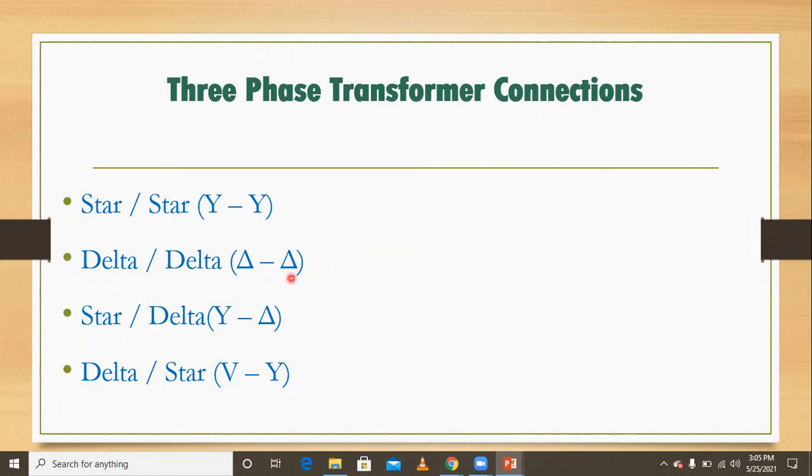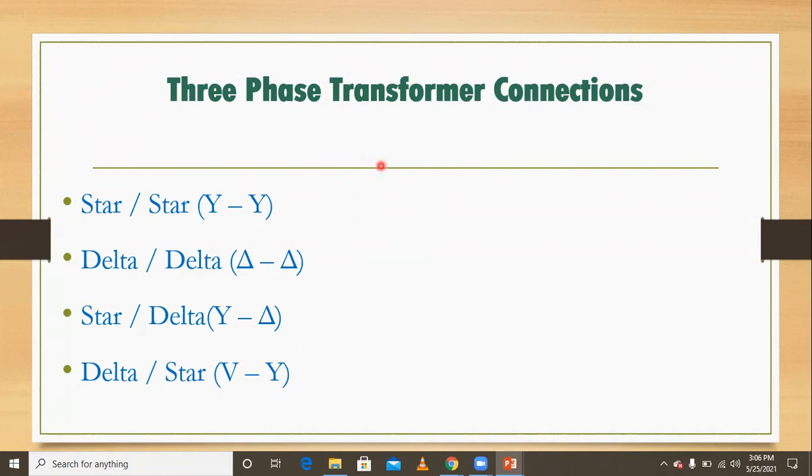You know well, for a star connection system, what is the phase voltage? Phase voltage is equal to VL by root 3, and the phase current is equal to the line current in a star connected system. I have already explained this concept. V phase is equal to VL by root 3 in star connection, and the phase current is equal to the line current in star connection.